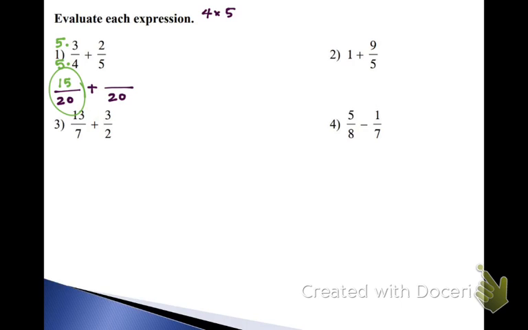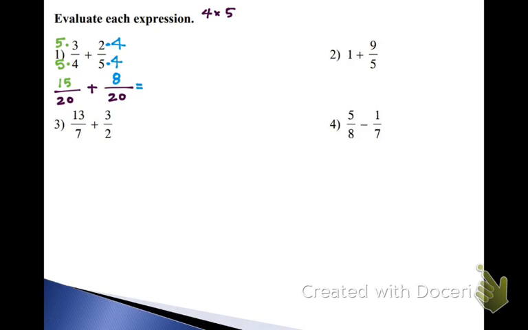So did I change the value of 3/4 or did it change the way it looked? Change the way it looked. Okay? It's still 3/4. It just looks a little different. What do we need to multiply by 5 to get 20? 4. So I'm going to multiply the top and bottom by 4. What's 2 times 4? 8.